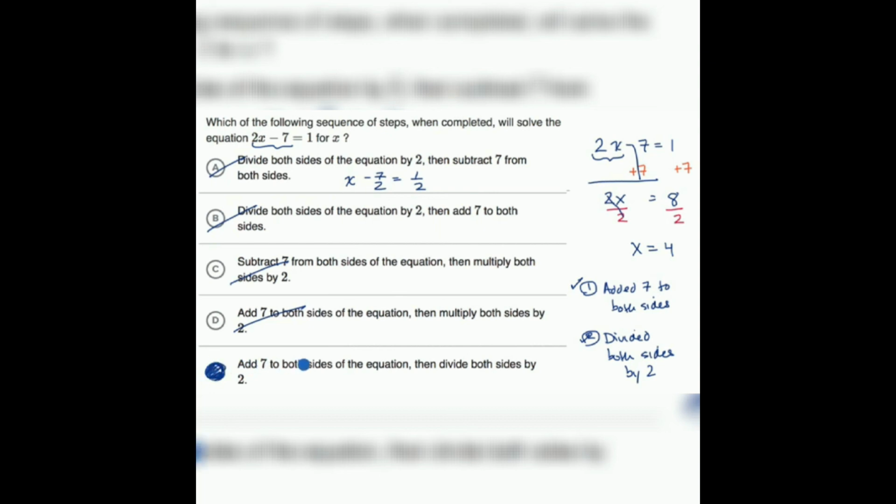And they were a little bit tricky here because they put the last choice here, so we had to work through all of them to find the one that actually worked.